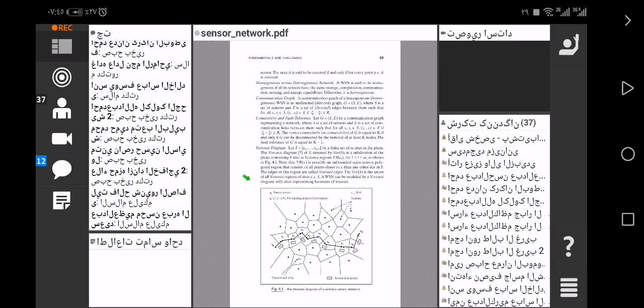Okay? Okay. We consider an edge or link between each two sensors if the Euclidean distance between these two sensors is less than the transmission range. Otherwise, between sensor Si and sensor Sj, there is no link or no edge. This is the definition of communication graph.